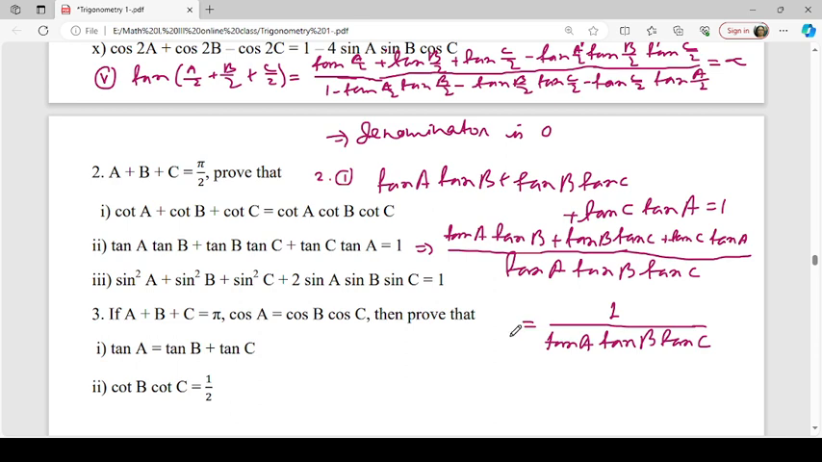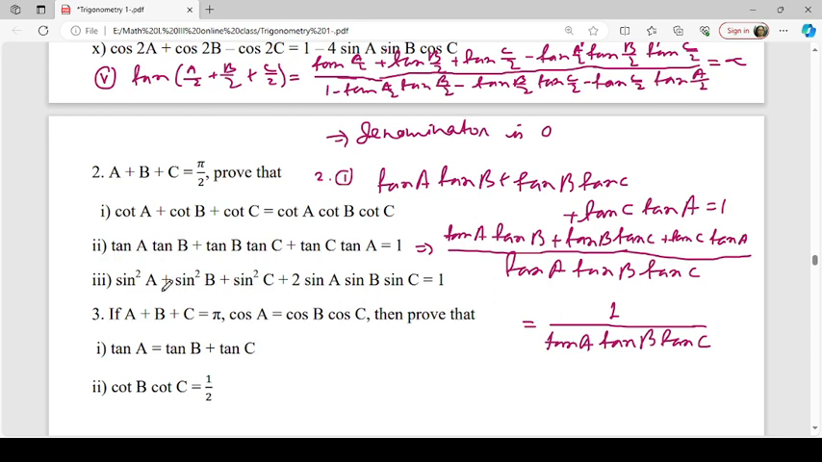So what we are having, left hand side is cot A, cot B, cot C: first term is cot C, second term is cot A, third term is cot B, and right hand side is cot A cot B cot C. We are having this one, tan A plus tan B plus tan C. So this also is the same thing, this is equal to 1. We have already got it from this expansion formula.